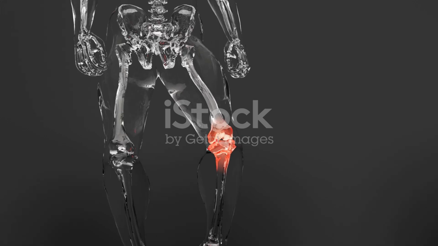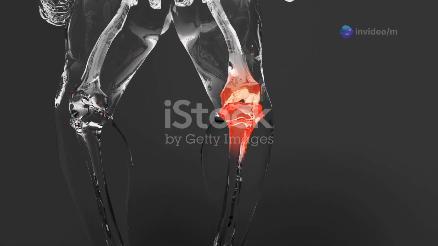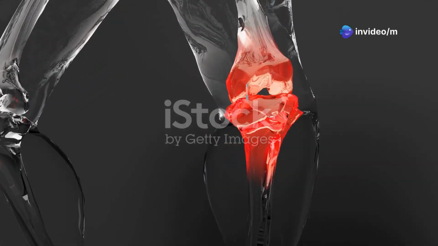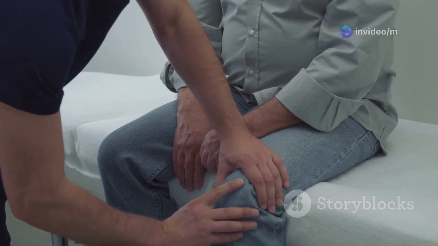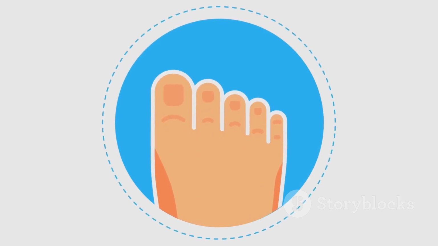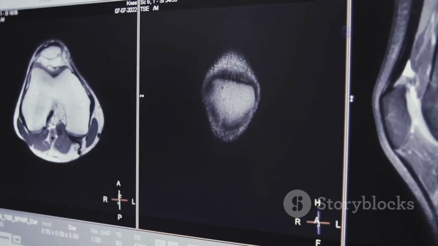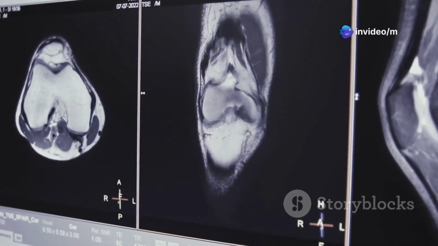Both gout and pseudogout announce their presence with sudden, severe joint pain, redness, and swelling. The pain can be excruciating, making it difficult to move the affected joint. Gout typically affects one joint at a time, most commonly the big toe. Pseudogout often targets larger joints like the knees or wrists.